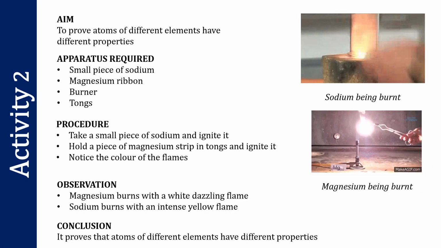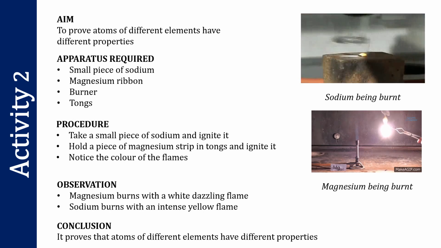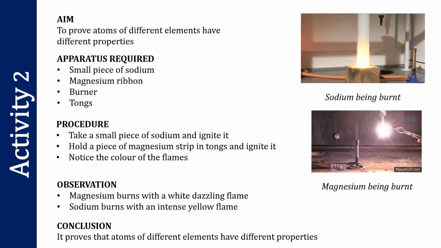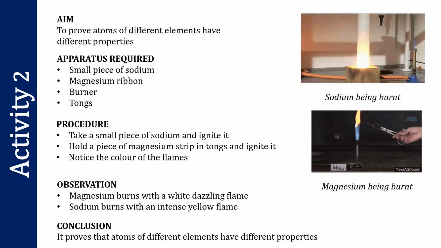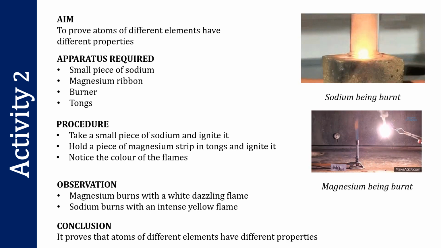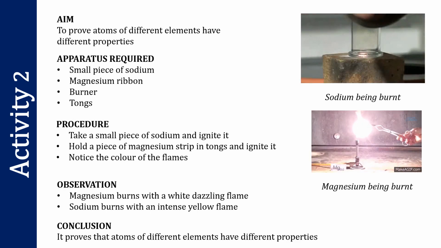Let's look at the theory of activity 2, to prove atoms of different elements have different properties. Apparatus required: small piece of sodium, magnesium ribbon, burner and tongs. Procedure: take a small piece of sodium and ignite it. Hold a piece of magnesium strip in tongs and ignite it. Notice the color of the flames.